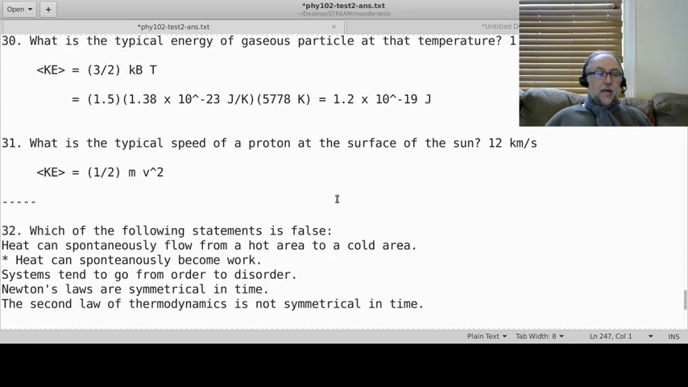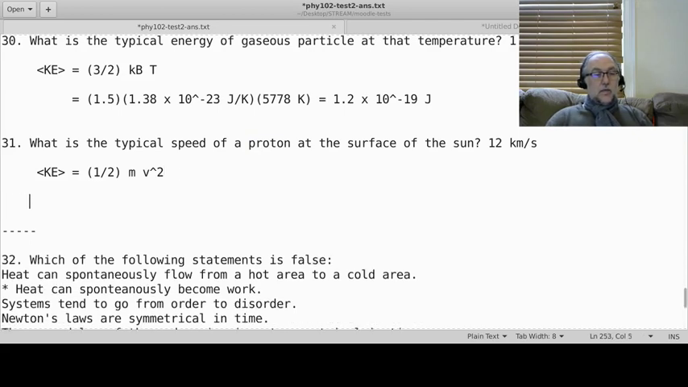And in the next one I say, what is the typical speed of a proton at the surface of the sun? Well, as you can imagine, at the surface of the sun you're going to ionize things quite a bit. So if you have a hydrogen, that's going to just get torn apart, and you could have this bare proton floating around. And so the question is, what's V? We want to find V because it's a typical speed. Well, you have the kinetic energy. There it is.